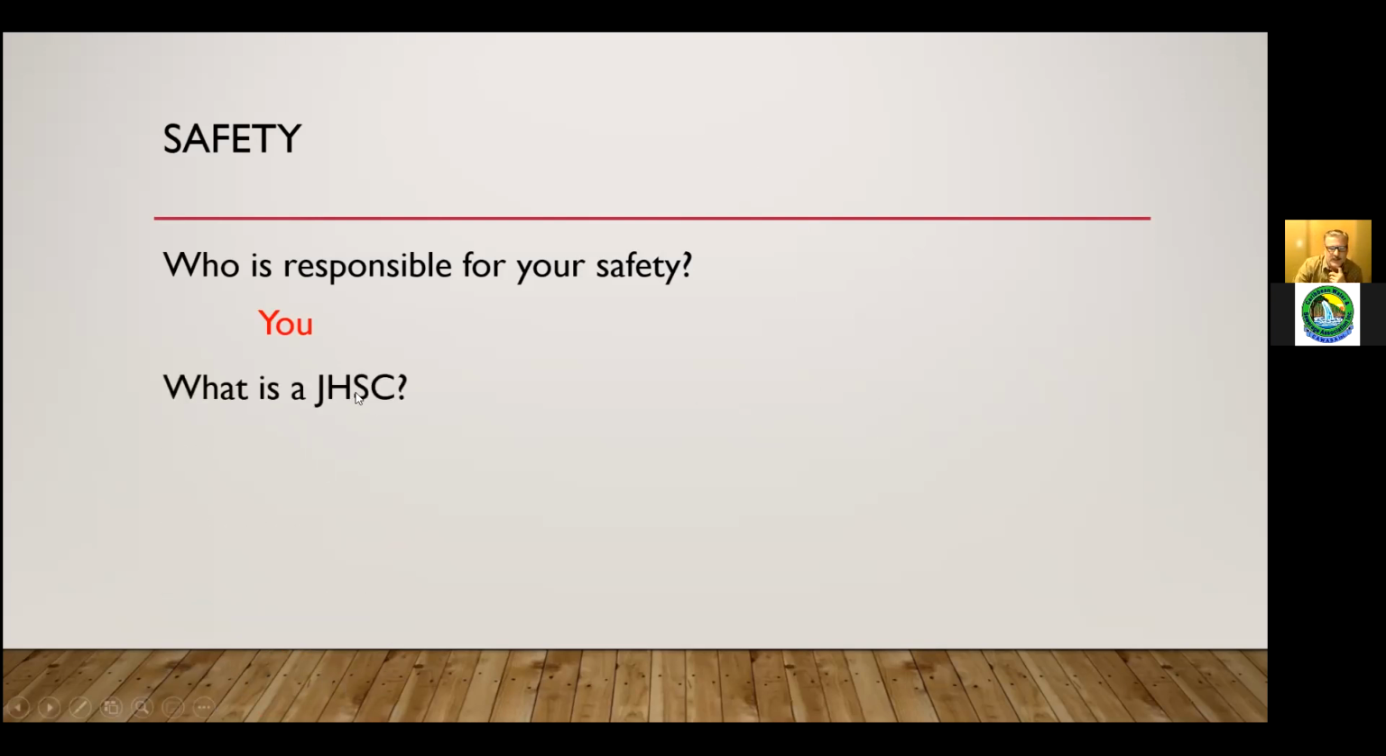What is a JHSC? So that's a joint health and safety committee. And joint health and safety committees are made up of staff, which are a key component, usually a safety representative from the safety department, and also management. It's important to have all three components there to look at problems and address them effectively.